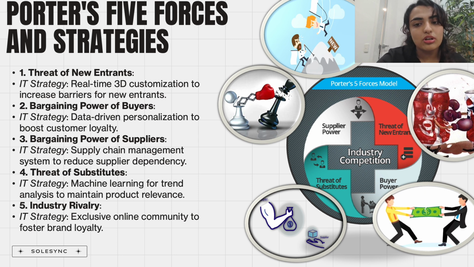Fourth, I'm going to talk about how to counter the threat of substitutes. So machine learning allows us to adapt designs based on current trends, keeping our product lineup relevant and appealing. Lastly, with industry rivalry, we can foster a community on our platform where customers can share designs, building loyalty and differentiating our brand from traditional shoe retailers.